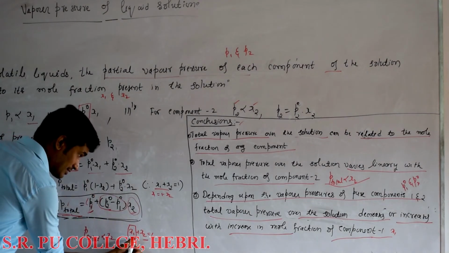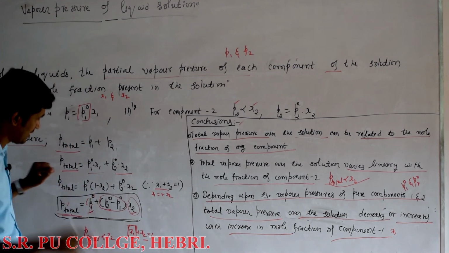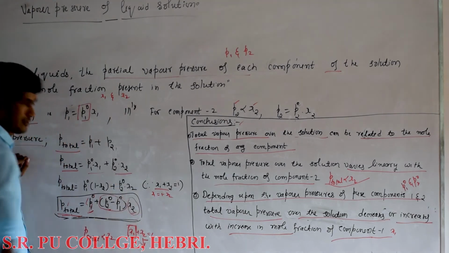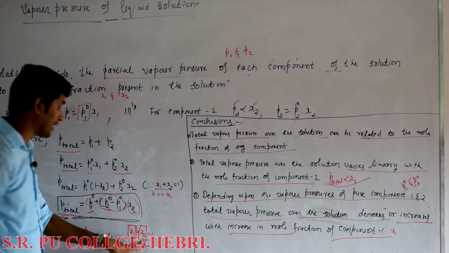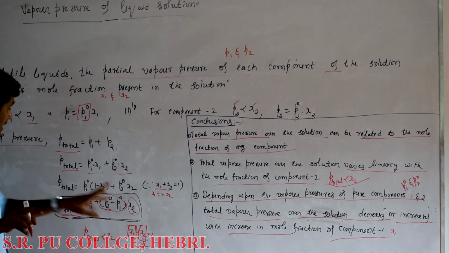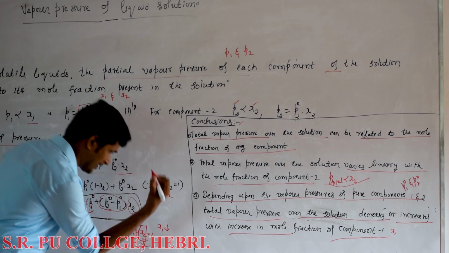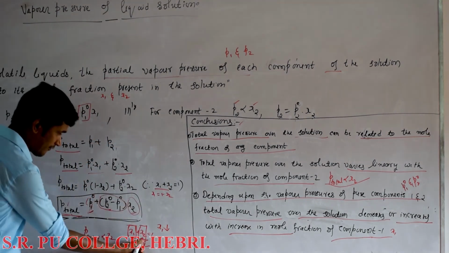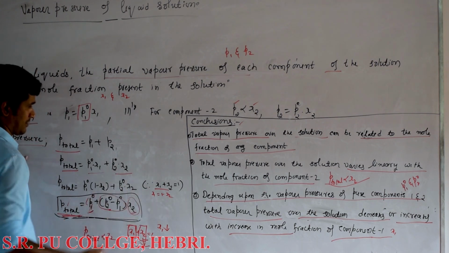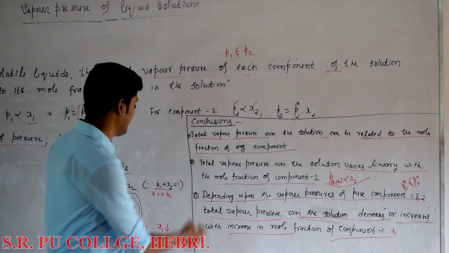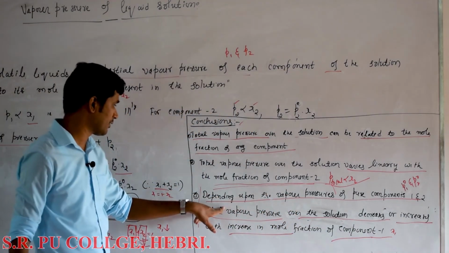Say as you increase the concentration of component 1, that means when you increase X1, the mole fraction of component 1, the mole fraction of component 2 decreases because the sum is always equal to 1. What happens when mole fraction of component 2 decreases? P total decreases. Similarly, when you decrease X1, the value of X2, the mole fraction of component 2, increases. What happens to P total? It increases. So that is conclusion number 3, which can be represented in the form of a graph. Here we can use a graph for explaining this conclusion number 3.